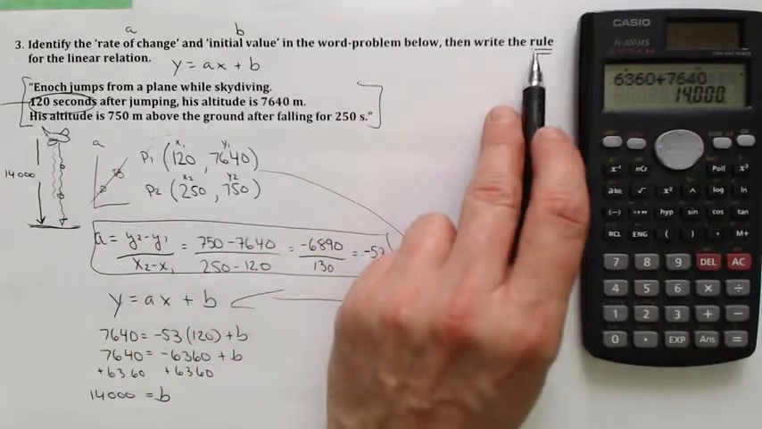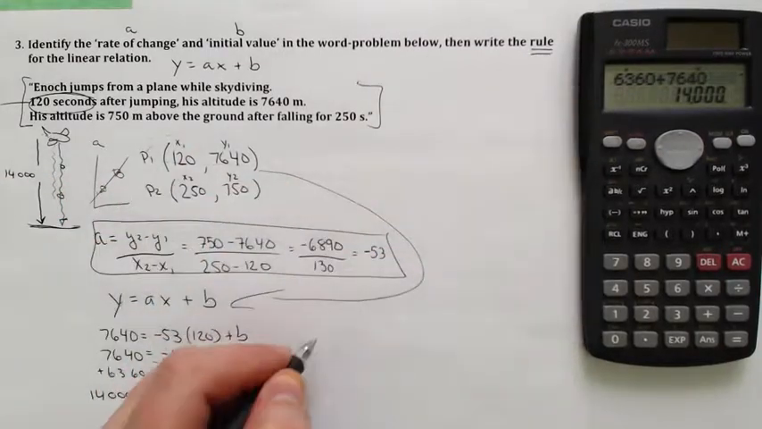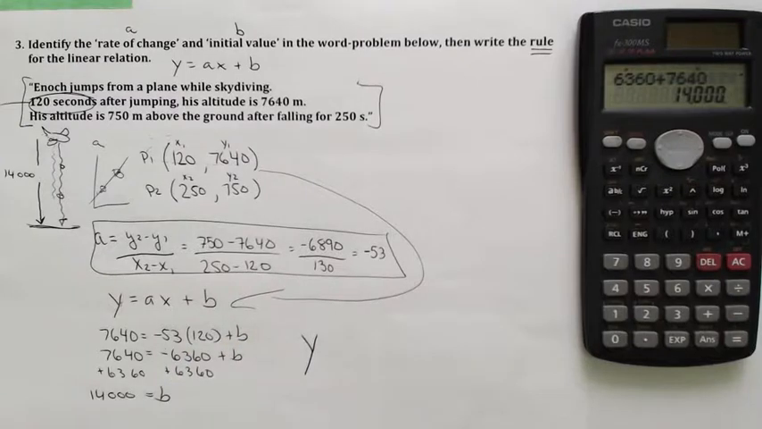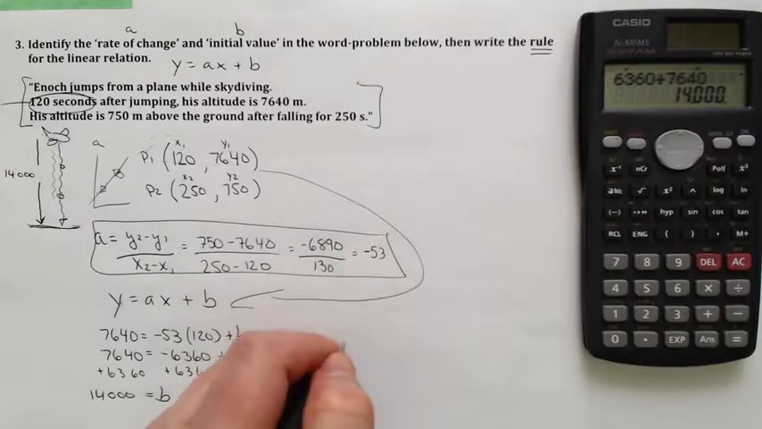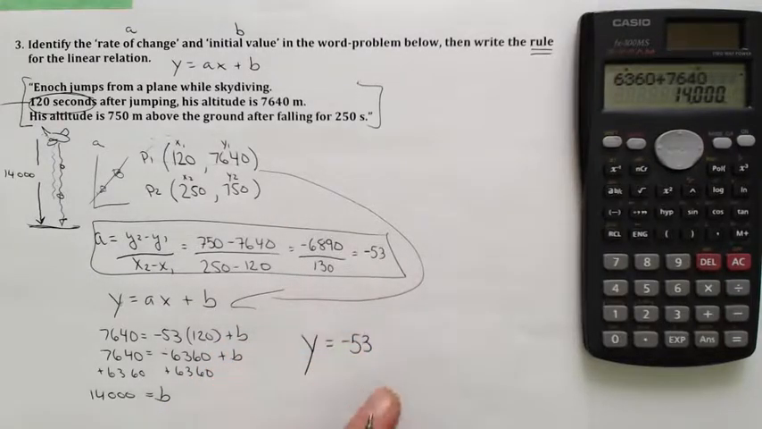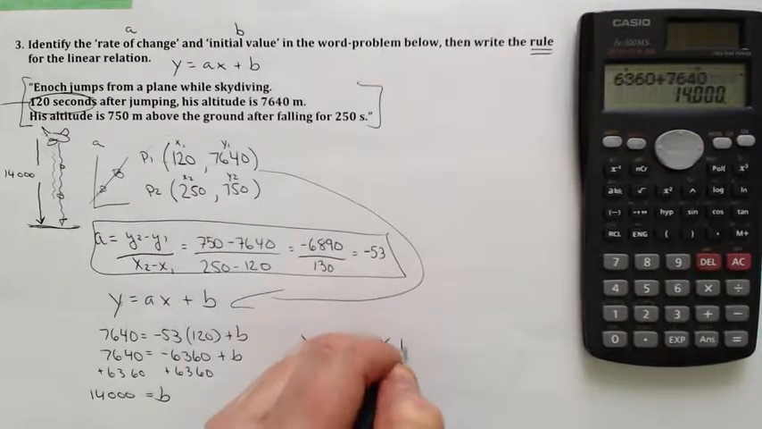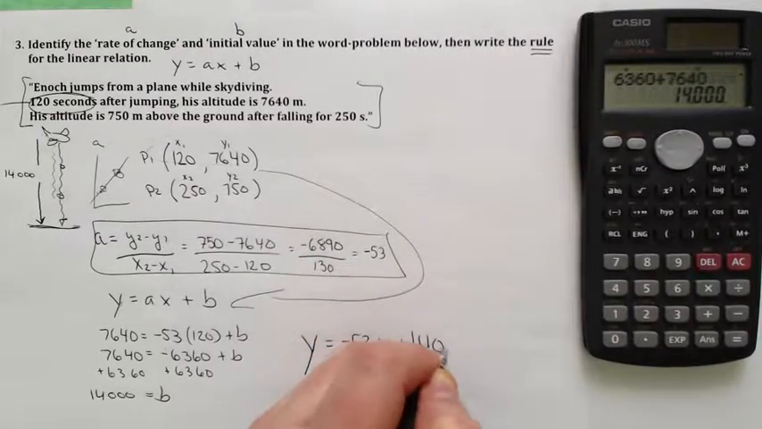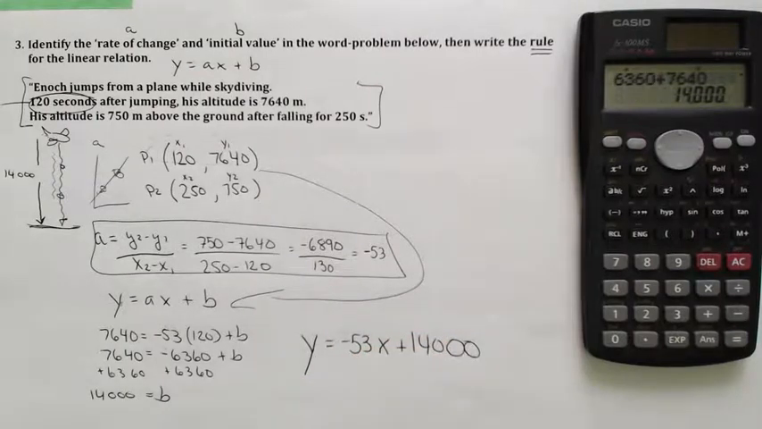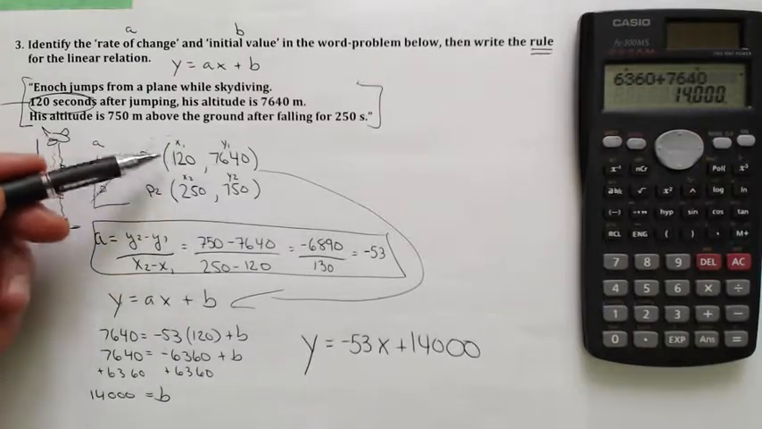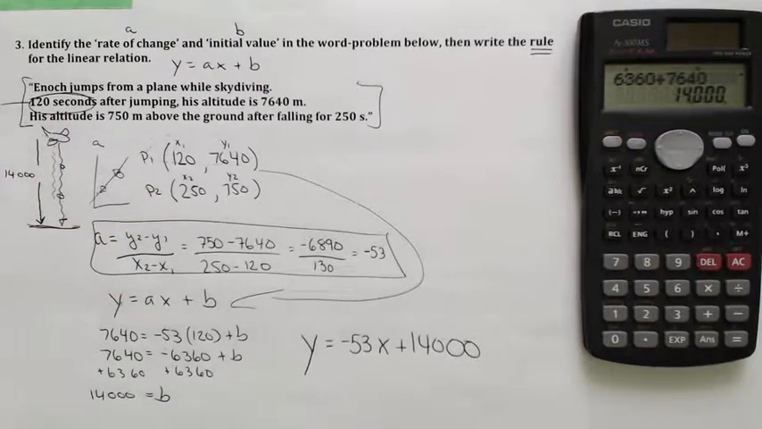And the last step always is then to write the rule. So y is equal to his height from the ground, his altitude, will always be equal to negative 53 meters per second plus the 14,000 initial value. And that is how you do a word problem from 2 points when the 2 points are written in instead of given in a graph.